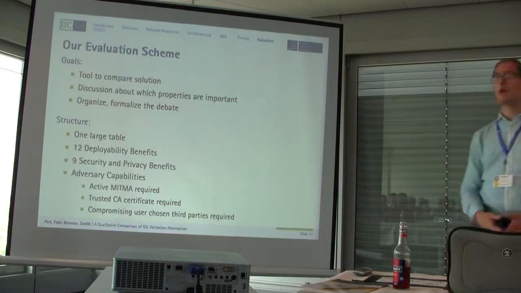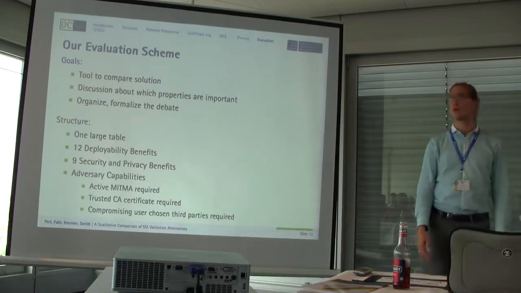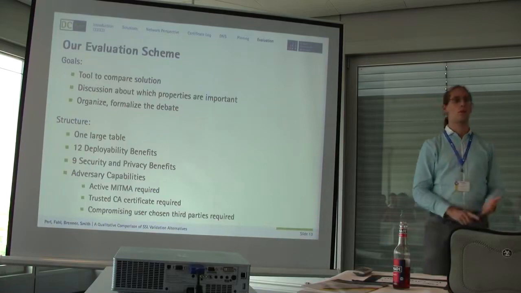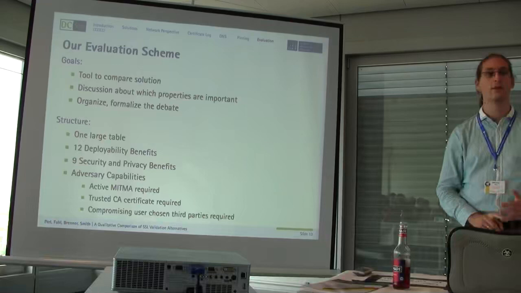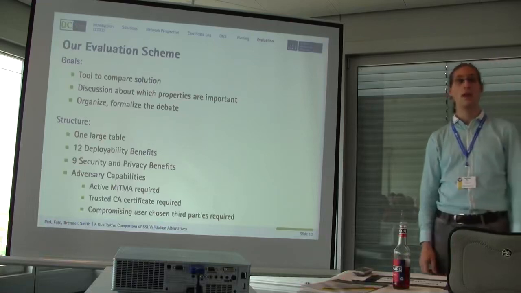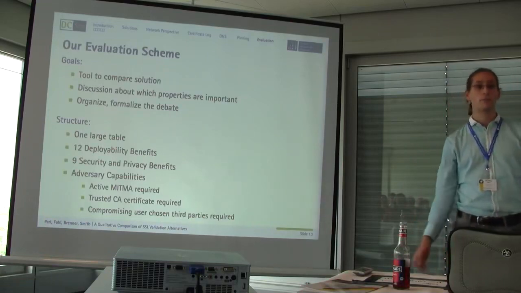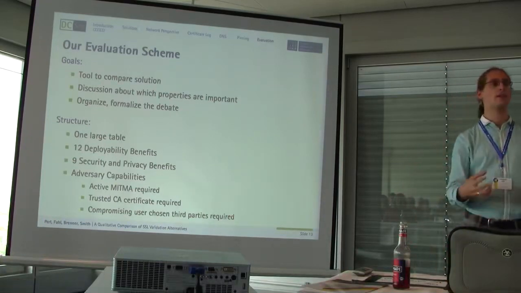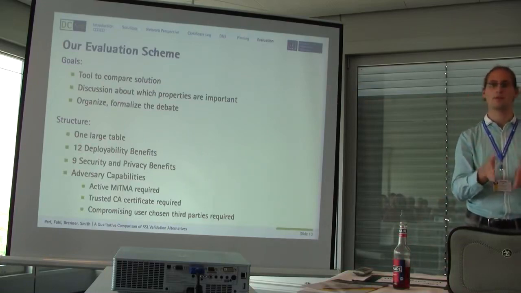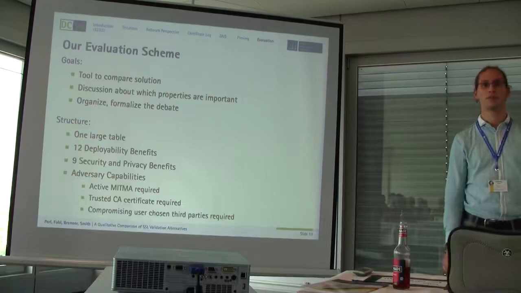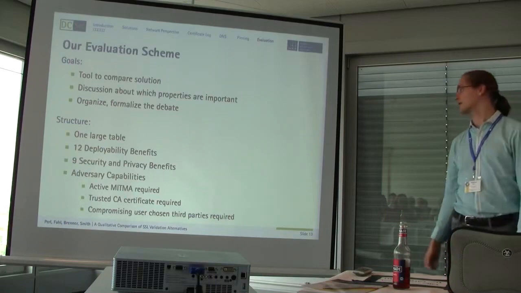So we did one large table. For each column, we wrote down one benefit. We have 12 deployability benefits and 9 security and privacy benefits. And also we looked at adversary capabilities. So for which capabilities does an adversary, someone that wants to maliciously eavesdrop on the connection, a man-in-the-middle attack, what kind of powers does he need?